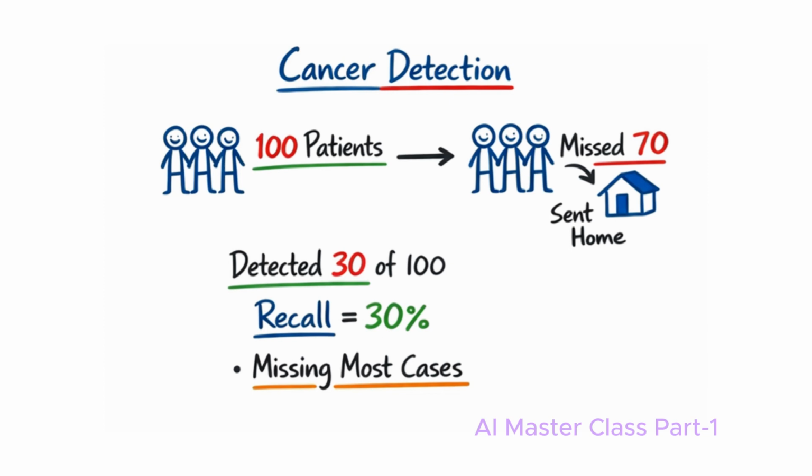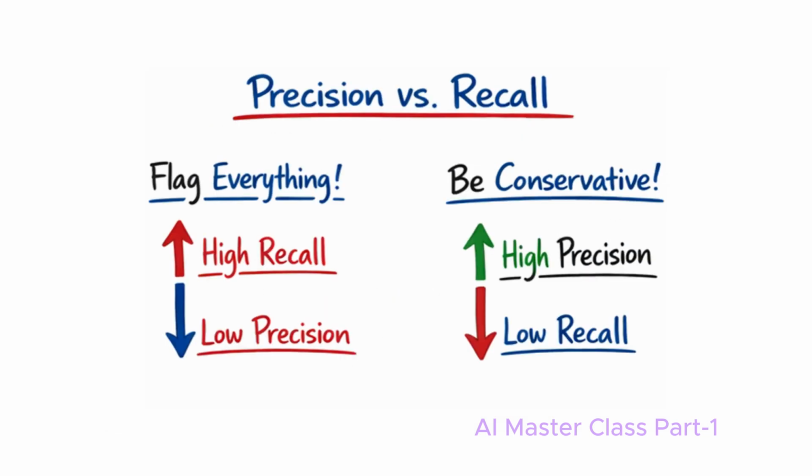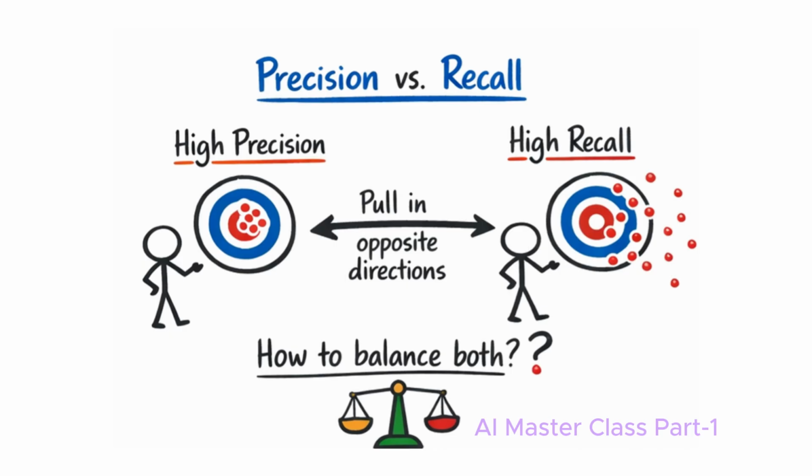These two metrics often pull in opposite directions. So if you make your model super aggressive, flagging everything as spam or detecting everyone as having cancer, then your recall goes up but your precision goes down. And if you make it very conservative, the precision goes up but recall drops. That is why we need to maintain a balance between these two, depending on what problem the model is solving.